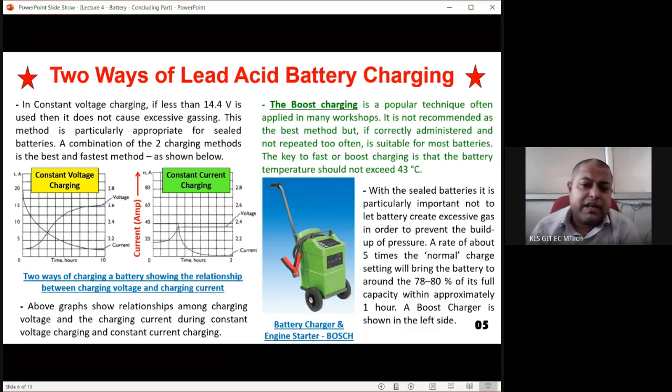The key to fast or boost charging is that the battery temperature should not exceed 43 degrees centigrade. A very important parameter. So this can be a short question: during boost charging, what should be the temperature limit of the battery? It should be 43 degrees centigrade, because if you are charging very fast, at that time it will generate a lot of gassing, and unnecessarily a lot of temperature. But the temperature should not exceed 43 degrees centigrade.